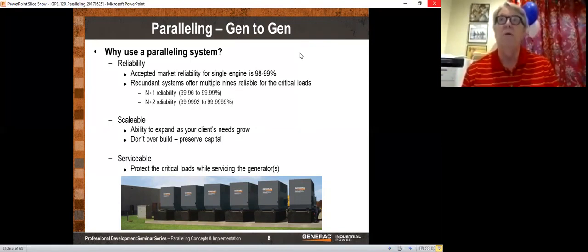In general, if you have one generator, you should plan on what you're going to do if that generator doesn't start and you're in the dark. If you have more than one generator, it's very, very likely that you will never be in the dark for your lifetime.